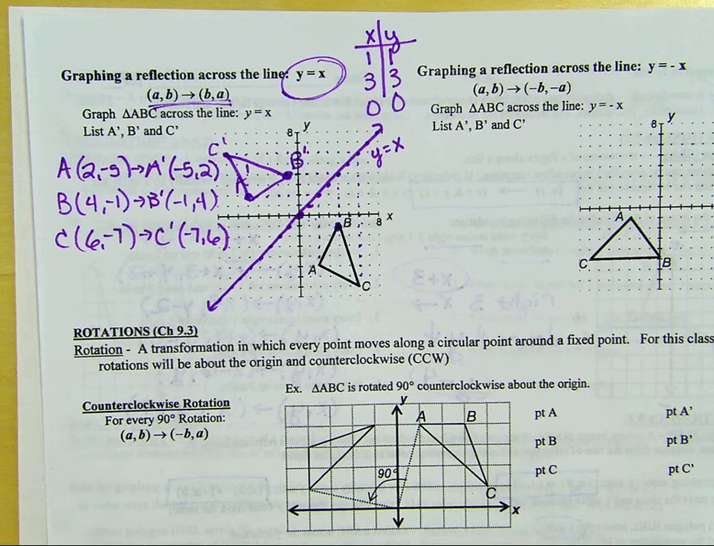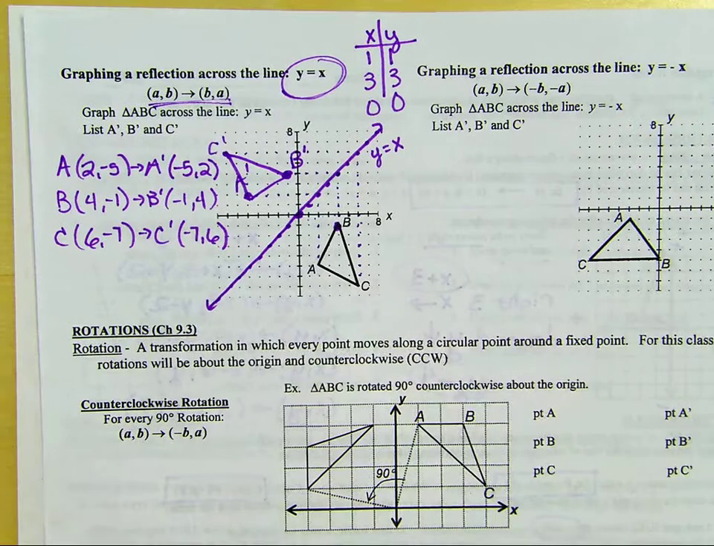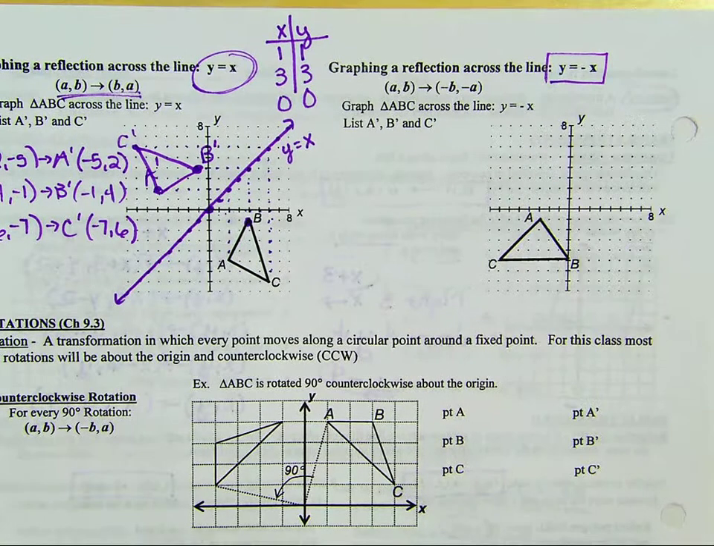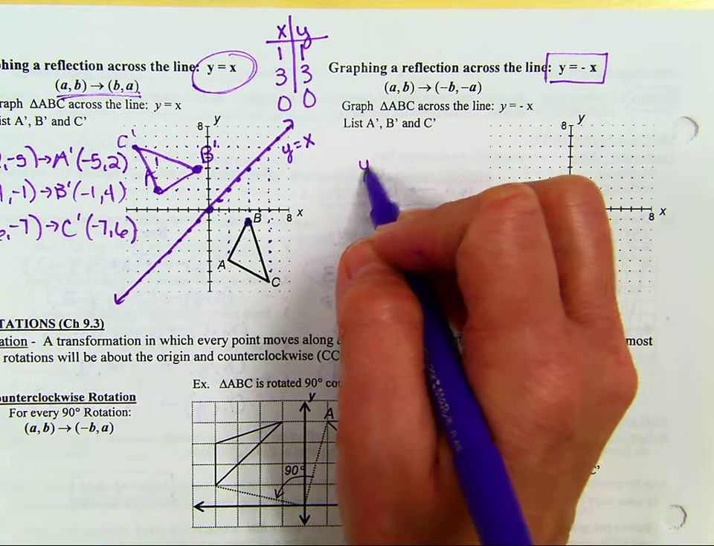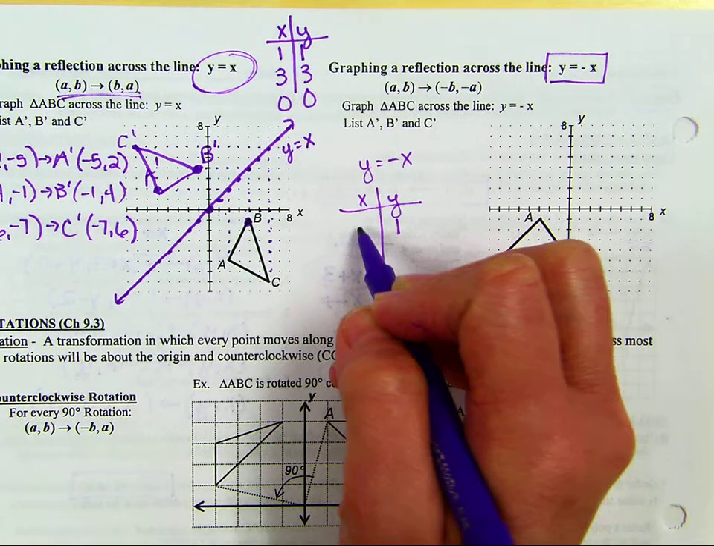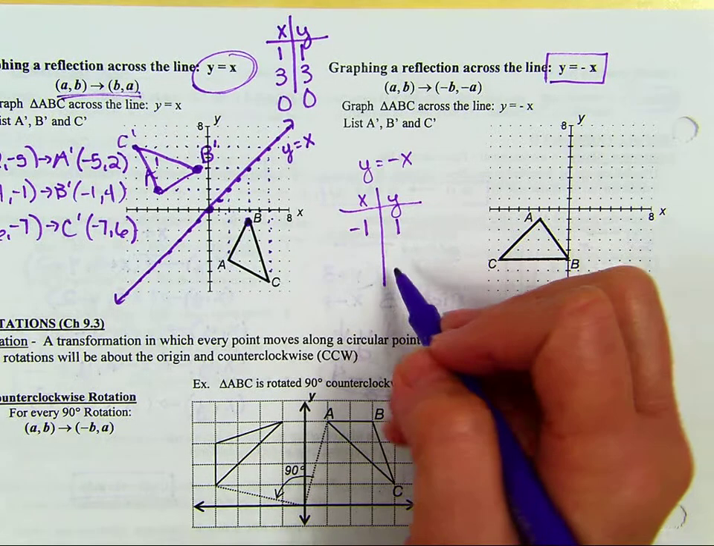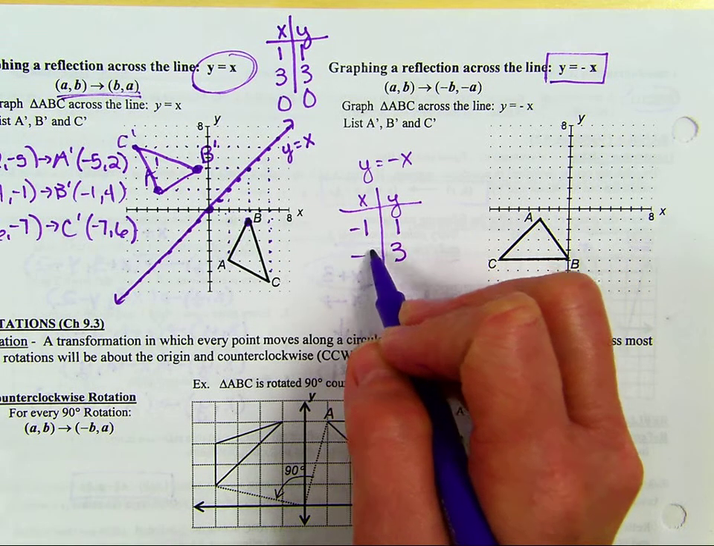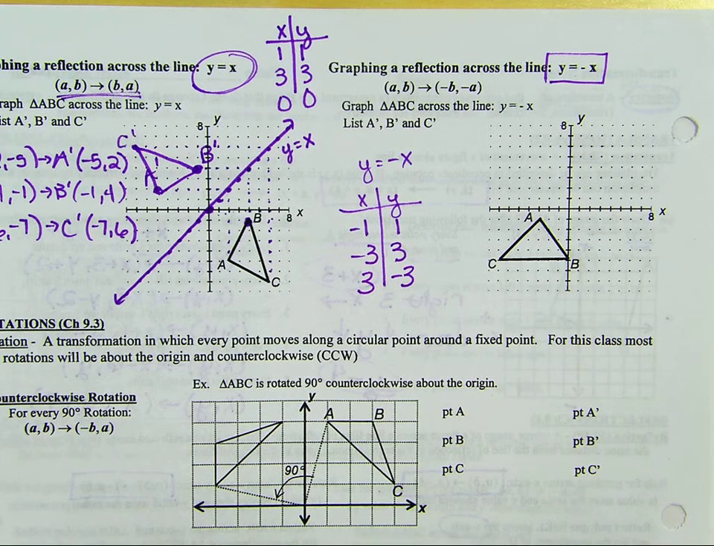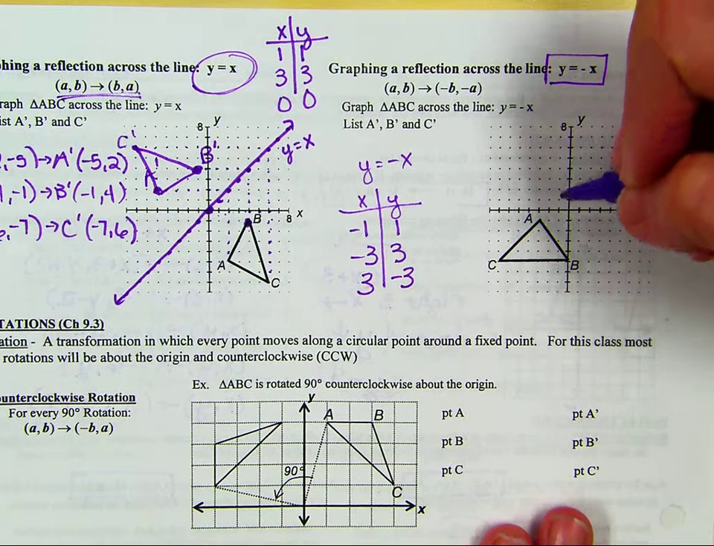Great. This is almost the same, but this time we're reflecting across the line y equals -x. So let's look at the line y equals -x. We're going to look at the x and the y. If the y is 1, the x is -1. If the y is 3, the x is -3. If the y is -3, the x is +3. Cool. Okay, so let's graph that. First, (-1, 1) is going to be on the diagonal, but going the other direction.